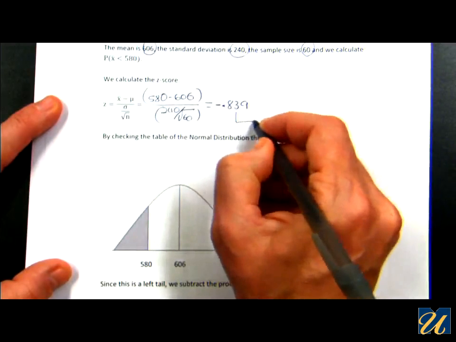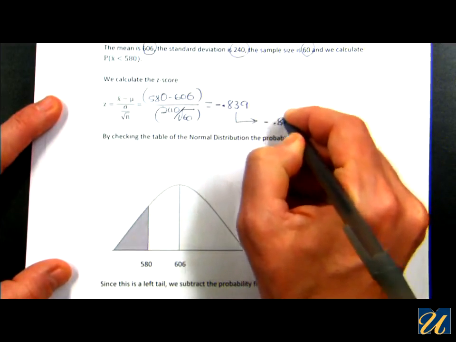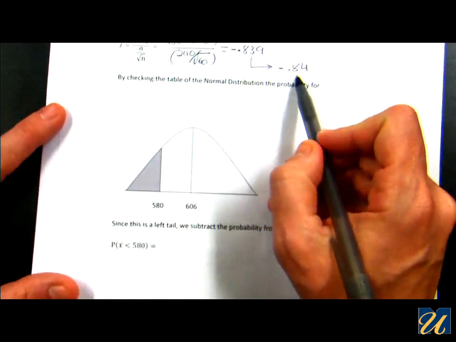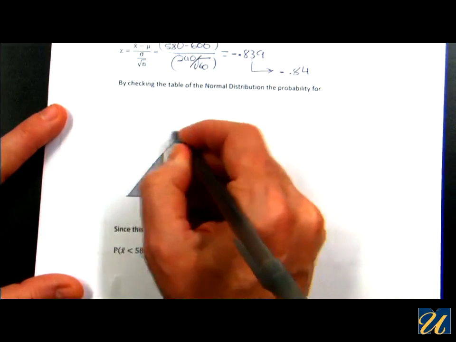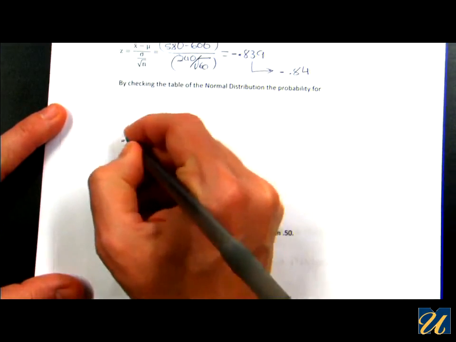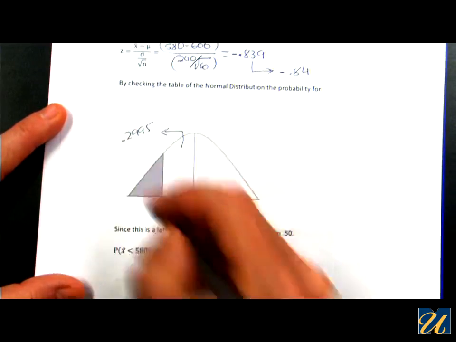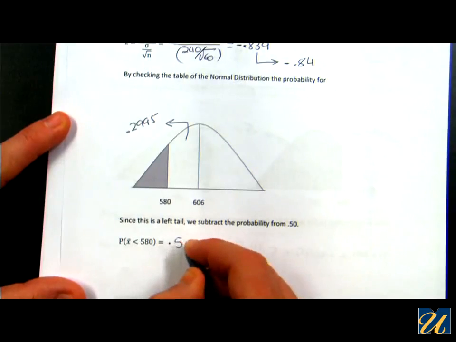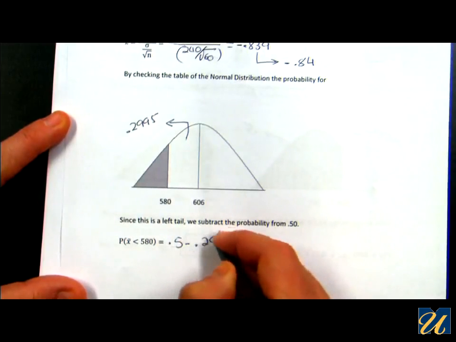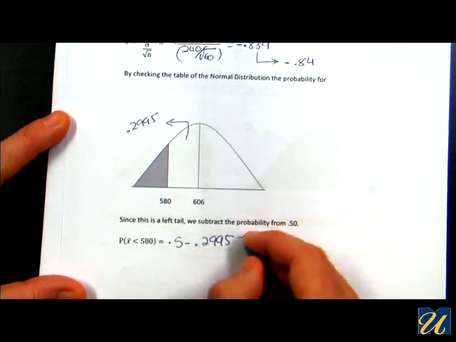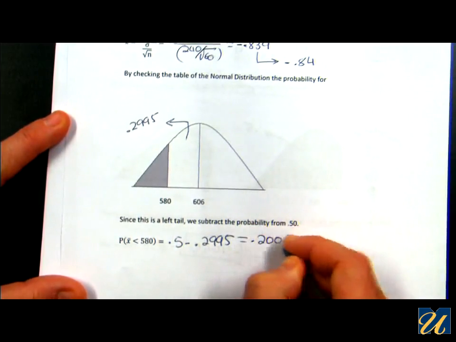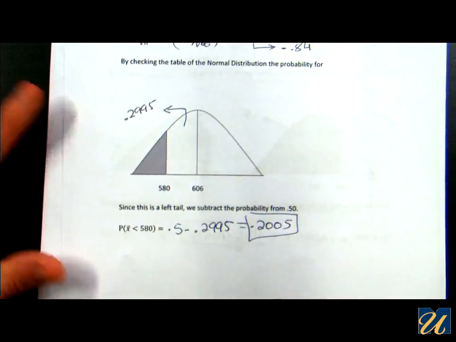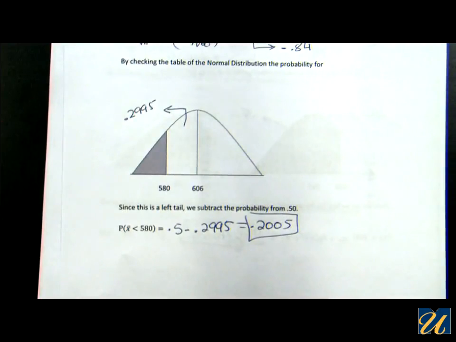We will round this up to negative 0.84, which will give us, if you look up the z-score 0.84, a probability of 0.2995. Since I'm looking for a tail, I will subtract from 0.5: 0.5 minus 0.2995 is equal to 0.2005. So the probability of X bar being less than 580 is 0.2005.